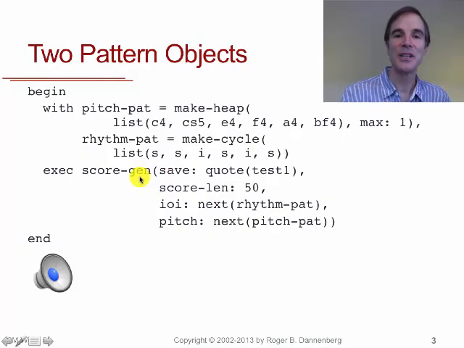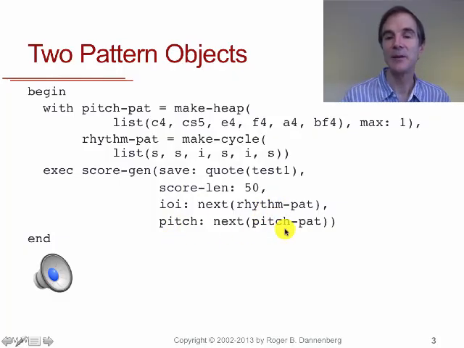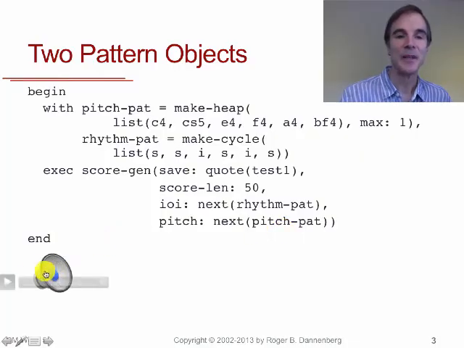Here in the ScoreGen macro, we see that we specify IOI as pick the next element from the rhythm pattern. For pitch, we say take the next pitch from the pitch pattern. Here's what it sounds like.